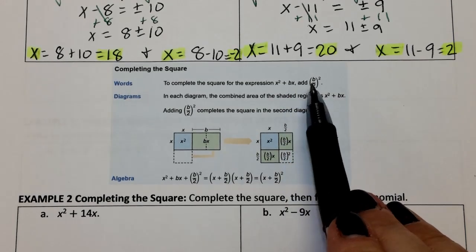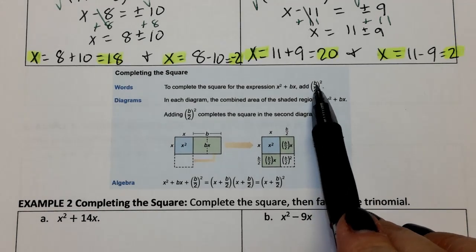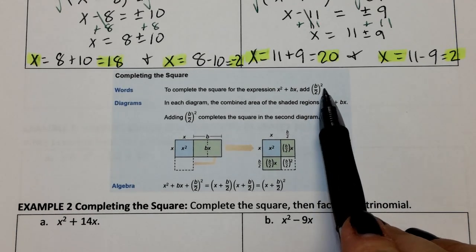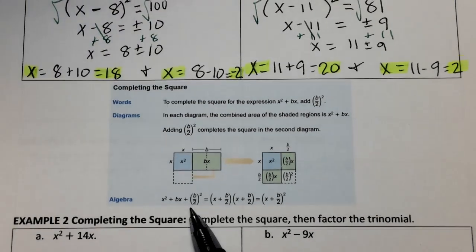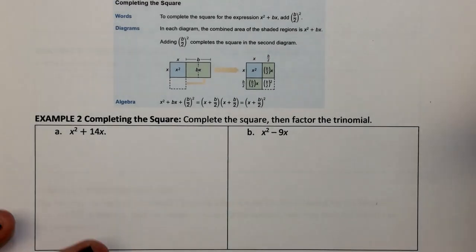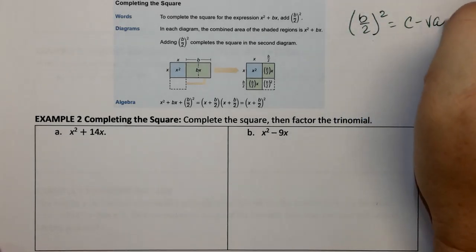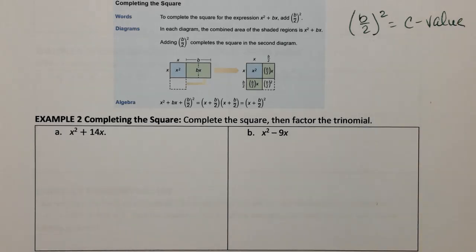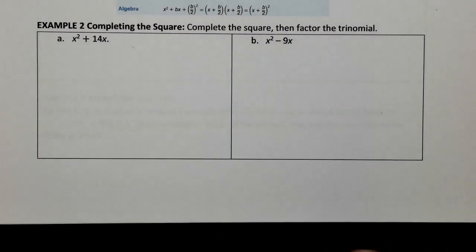Basically what we're doing is we're making a c value. Our c value is going to be made by taking the b value, dividing it by 2, and squaring it. That's kind of what we're doing right here. We're looking for the c value. If you want to make a note, b over 2 squared is your c value. All right, so let's get started. This is the part that's called completing the square. We're going to use this part to help us in the future part with writing in vertex form.